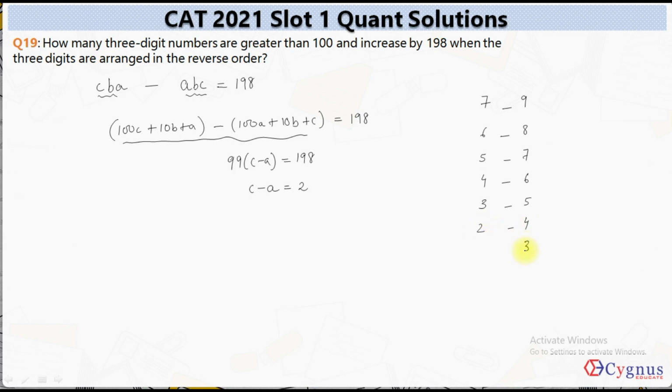Then the last possible pair would be 3. This is the middle one. This is 1. How many such cases can be formed? 7 cases. But I don't know the value of the middle digit, and it does not matter what the middle digit is.